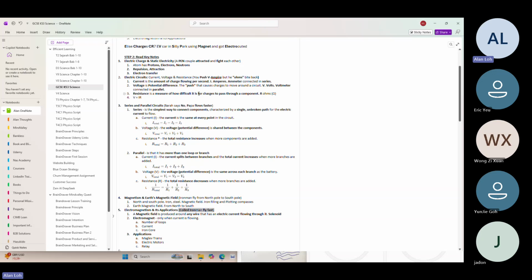Yunjie, open drawer number 3. What do you see inside? Sarah says no, Papa goes faster. Right. So you see Auntie Sarah inside, and you see Papa flow faster. And this story, hopefully, is going to help you to remember the content that is inside this drawer. Okay.